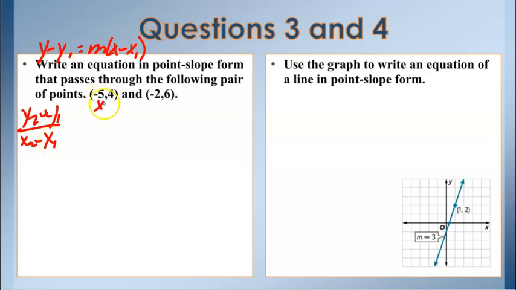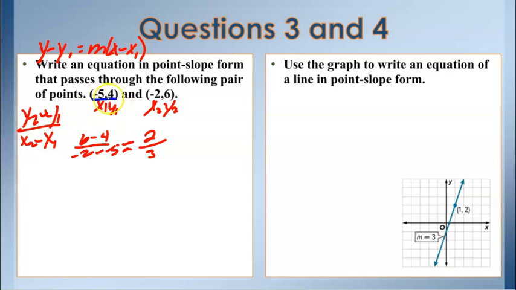So this is going to be my x1, y1, x2, y2. I'm going to have 6 minus 4 divided by negative 2 minus a negative 5, which is going to give us a 2 in the numerator. And negative 2 minus a negative 5 is really negative 2 plus 5, which will give us 3. So we have a slope of 2/3. So I'm going to use that for my m. And then all I have to do is pick one of these 2 points to put in for my y1 and x1. I'll write both possible answers.